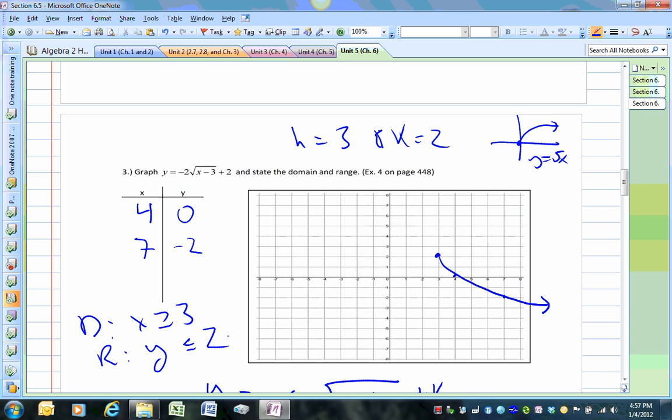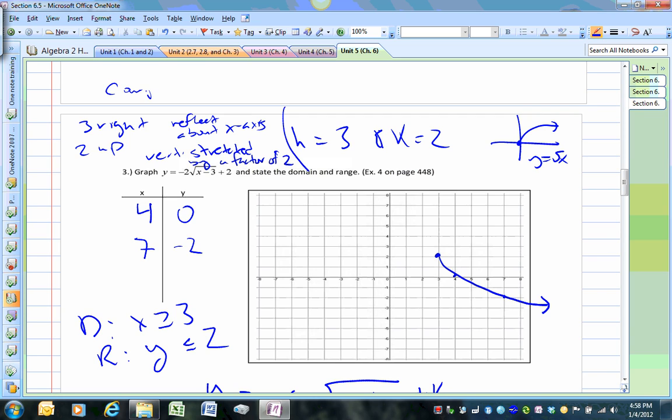For the comparisons, obviously we go 3 right, 2 up. It is reflective about the x-axis, and it's vertically stretched by a factor of 2. We'll talk about this again next when we meet in class. So that would be the comparison of y equals root x. So that's how that graph would look.